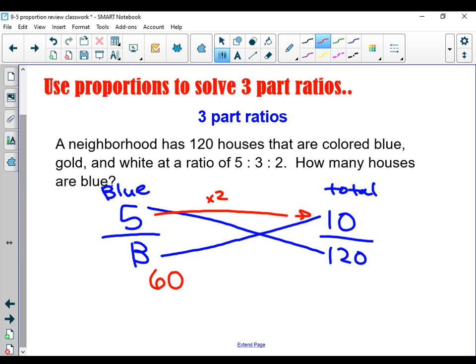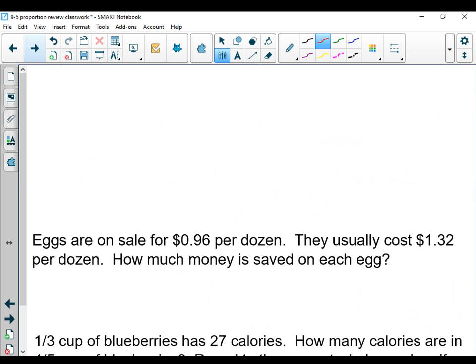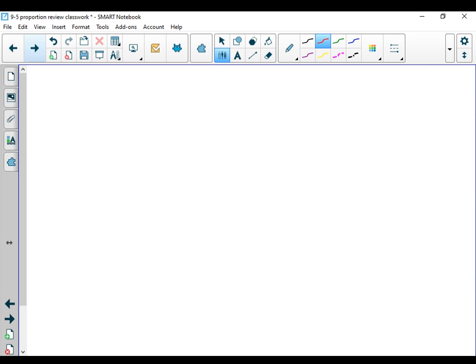Ooh, my house is blue. Is your house blue? Mine's brown. Mine used to be. Mine's blue. My house is brown and gray. My old house used to be that, but now it's blue. New house.